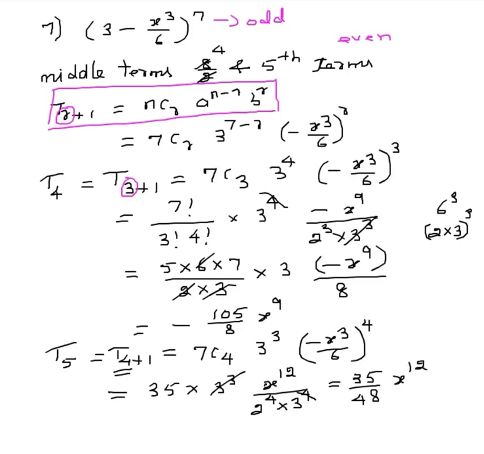Therefore, the middle terms are minus 105 over 8 x raised to 9 and 35 over 48 times x raised to 12.